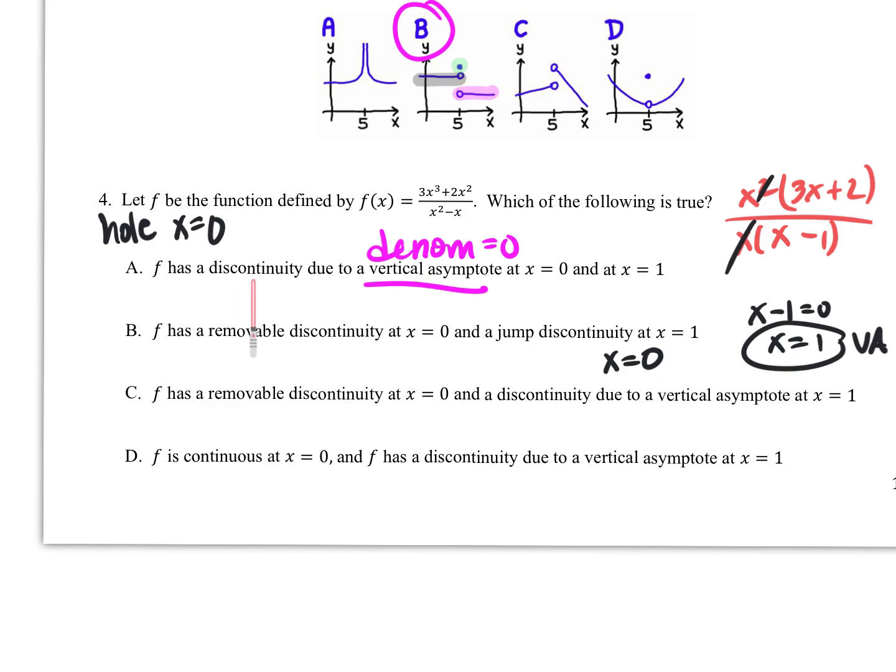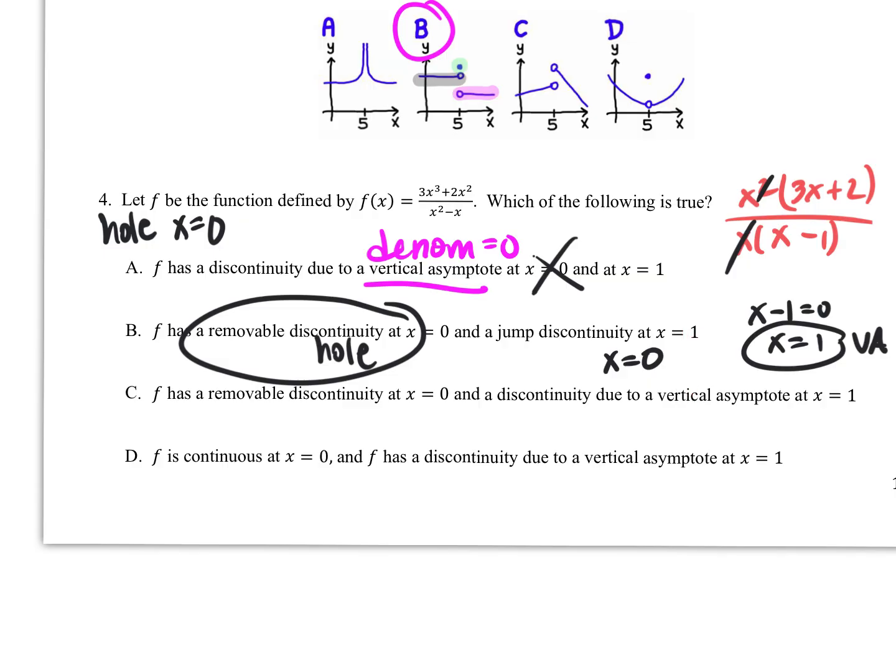So it says we have a discontinuity due to a vertical asymptote at 0 and at 1. Do I have a vertical asymptote at 0? No, I've got a hole there. Do I have a vertical asymptote at 1 though? Yeah, so that part's okay. A removable discontinuity just means a hole. Removable discontinuity at 0. Is that true? Yes, we proved that right there. And a jump discontinuity at 1.